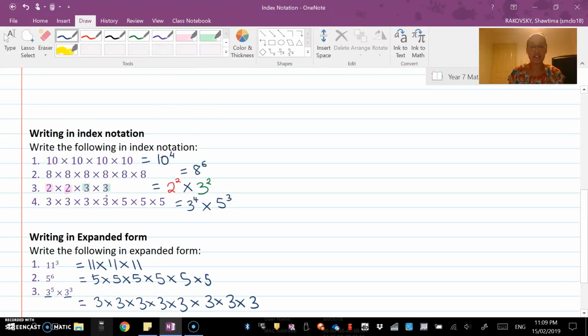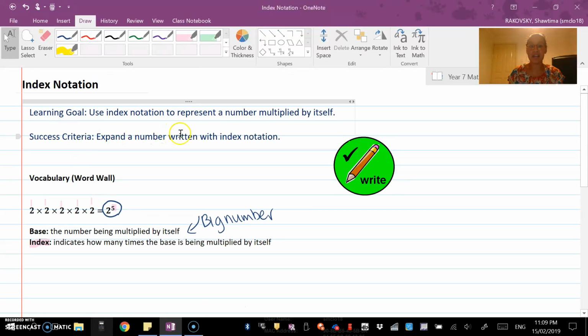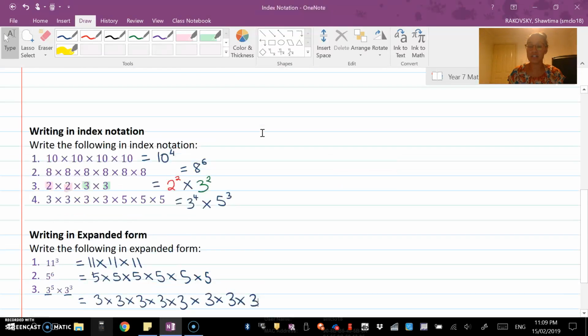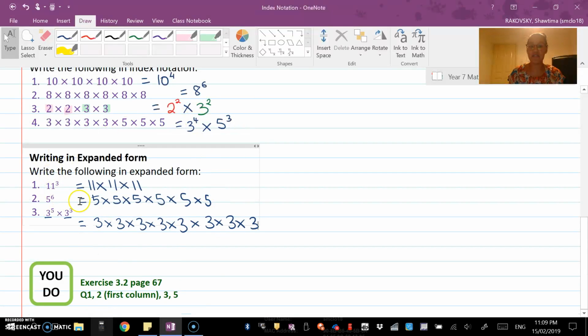Hopefully by the end of this lesson, you have been able to expand a number written in index notation. That's these questions here. And you've got your you do questions here. Make sure you read which ones you have to do.